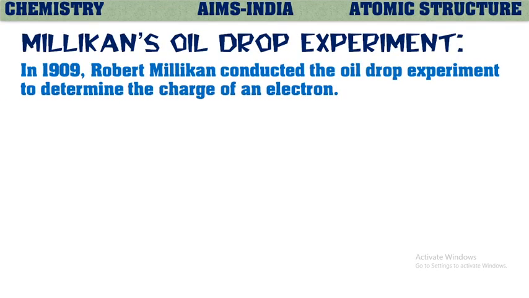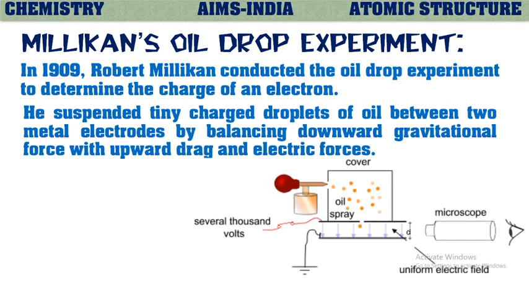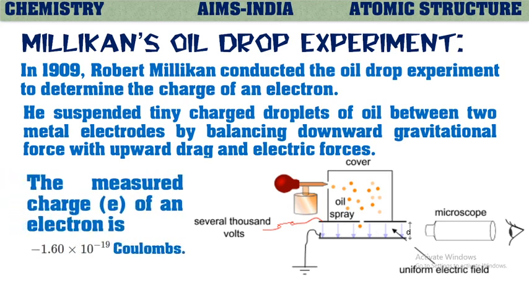In 1909, Robert Millikan conducted the oil drop experiment to determine the charge of an electron. He suspended tiny charged droplets of oil between two metal electrodes by balancing the downward gravitational force with upward drag and electrical forces. By this experiment, he found the charge of the electron to be minus 1.602 × 10^-19 coulombs.